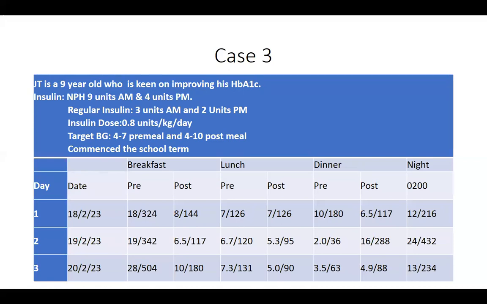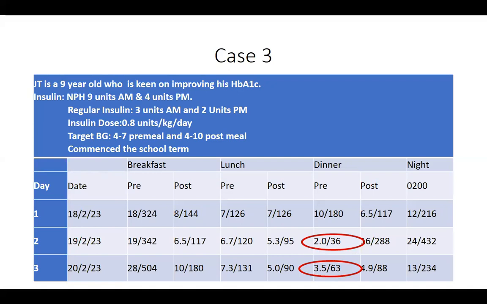And for this boy, the new setting was school, a new school. So we started checking for low blood sugar. On day three, we noticed there was a low blood sugar. On day two, we also noticed a low blood sugar. So we asked him exactly what happened on those days. He said, I love playing football.